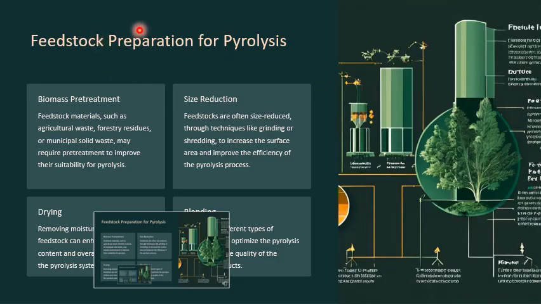So we have feedstock preparation for pyrolysis. First, biomass pre-treatment. Feedstock materials such as agricultural waste, forestry residues, or municipal solid waste may require pre-treatment to improve their suitability for pyrolysis. And for size reduction, the feedstocks are often reduced through techniques like grinding or shredding to increase the surface area and to improve the efficiency of the pyrolysis process.